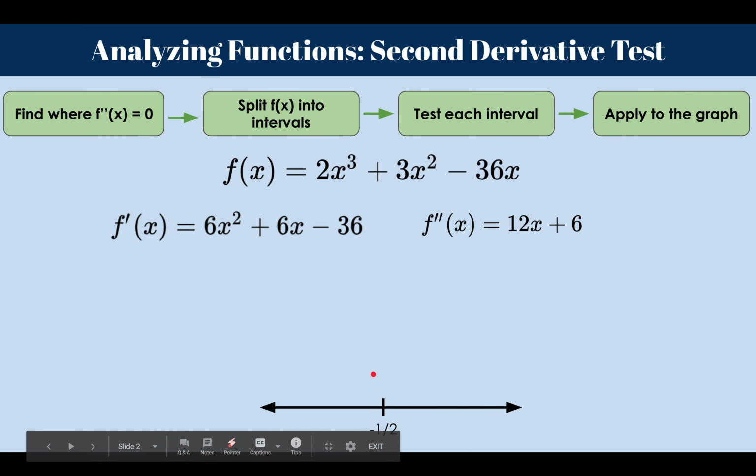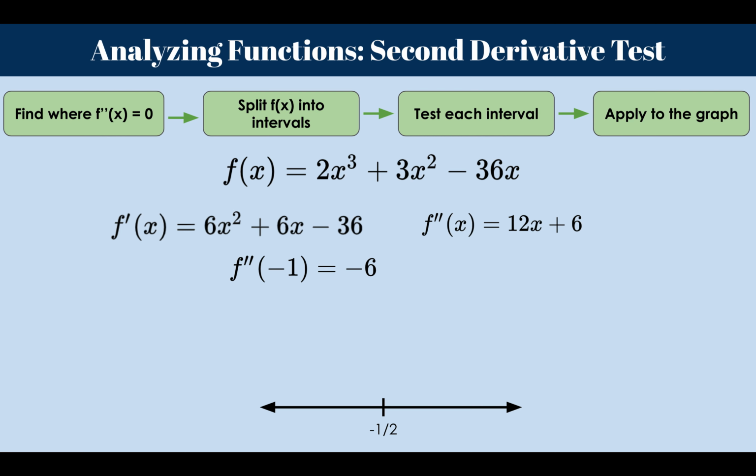Now let's test a point less than negative 1/2. If we choose a point like negative 1, we see the second derivative is negative. So we mark that. And if we choose a point greater than negative 1/2, let's say 0, we see the second derivative is positive. We mark that as well. So now we see that for every x point less than negative 1/2, the second derivative of this function is negative. And for every point where x is greater than negative 1/2, the second derivative is positive.